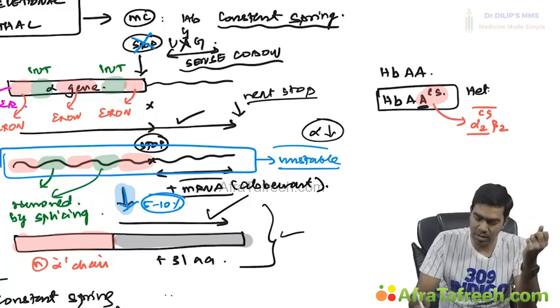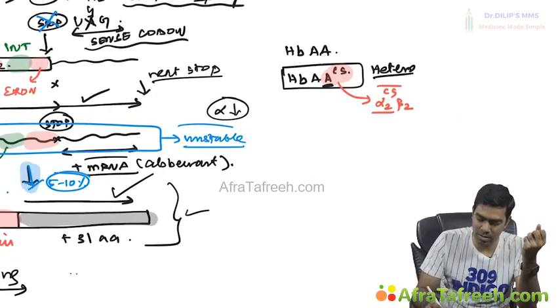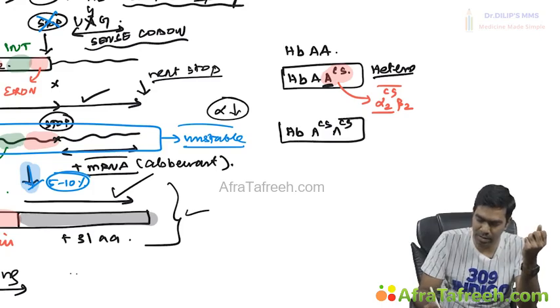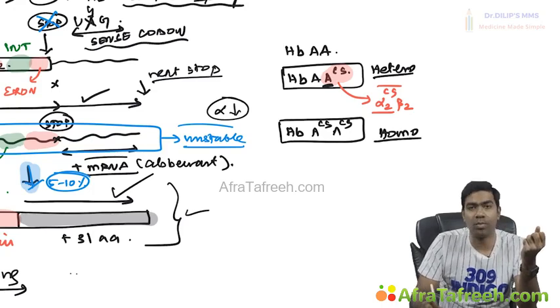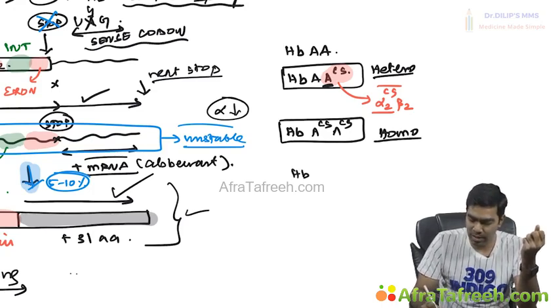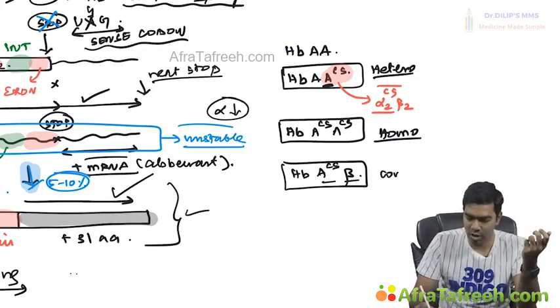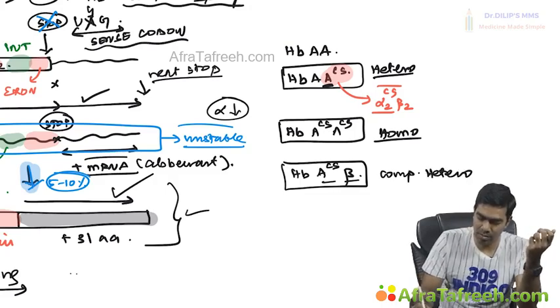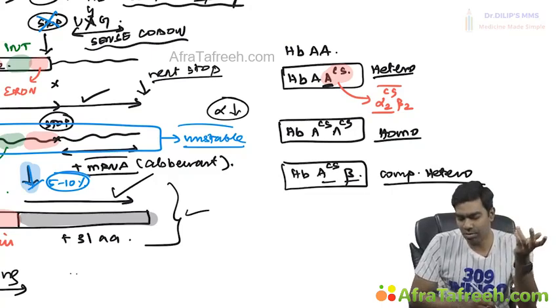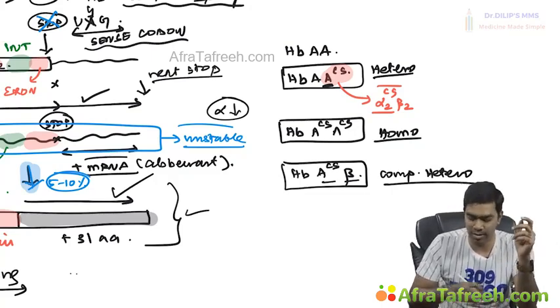So here I am writing heterozygous. This is an example of heterozygous Hb Constant Spring. But if I write HBA Constant Spring and HBA Constant Spring, this becomes a homozygous hemoglobin Constant Spring. And if I write HBA Constant Spring and another beta, which means one allele is showing a Constant Spring mutation in the alpha chain, another is showing a beta chain mutation, in this condition you can write a compound heterozygous form also. So this is also possible. These are some examples of how you can change the hemoglobin structure itself.